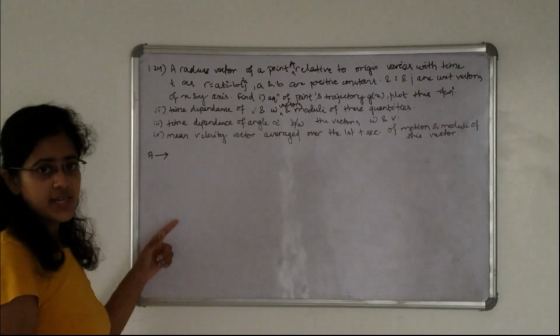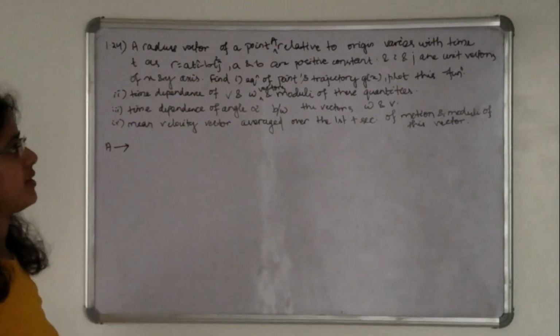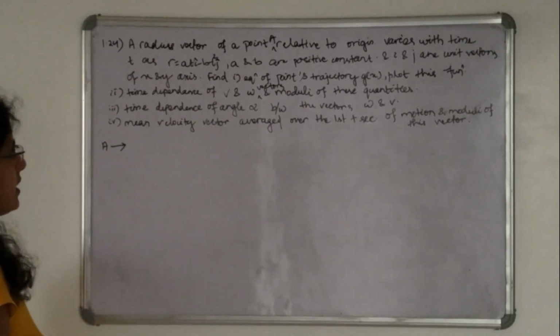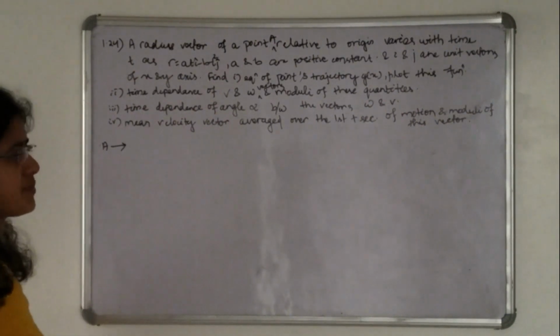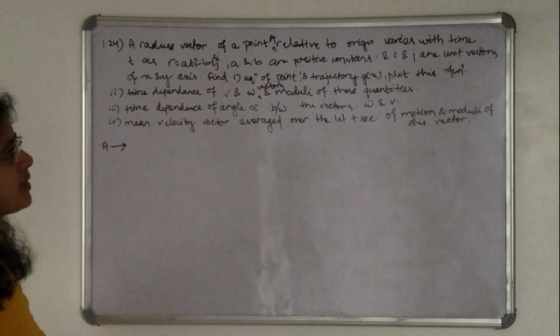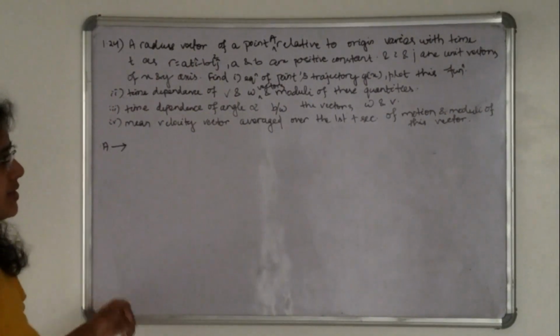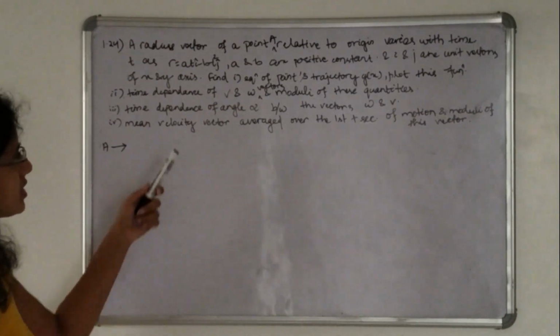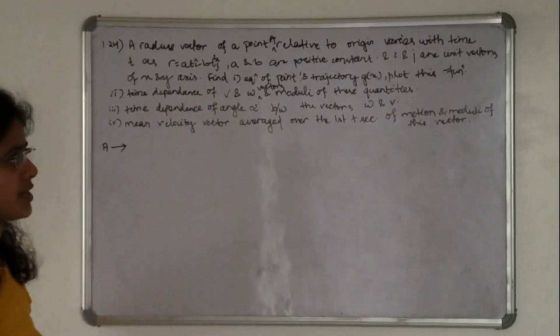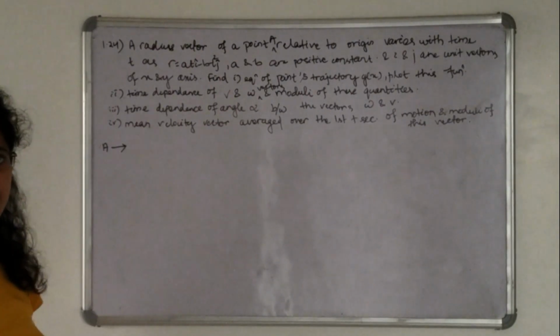Okay. So the next question is: a radius vector of a point A relative to origin varies with time t as r is equal to a t i cap minus b t square j cap, where a and b are positive constants and i cap and j cap are unit vectors of x and y axis. Okay. So first question is to find the equation of point's trajectory y of x and plot this function.